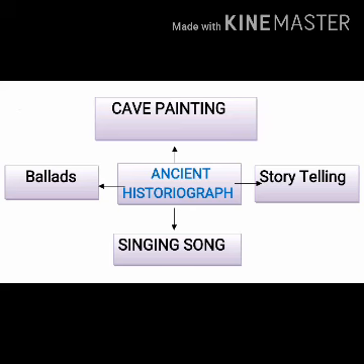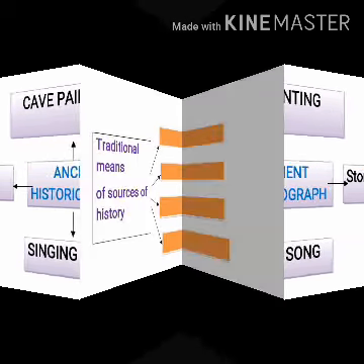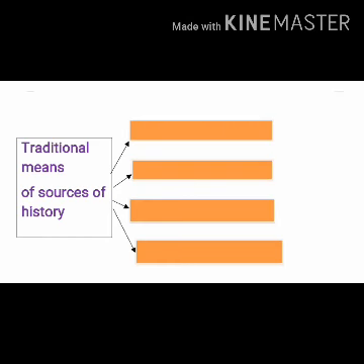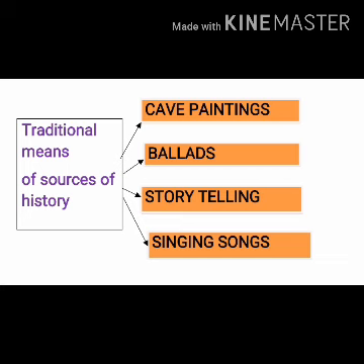So note down the webs of the ancient historiography. Sixth web is traditional means of sources of history. That means again, what was the ancient sources of history? How we came to know about the ancient sources? So again, this question is same as the fifth question, that is ancient historiography. Only the questions are asked in different way. So you have to write down the same what you wrote in ancient historiography. That is cave paintings, storytelling, ballads and singing songs.